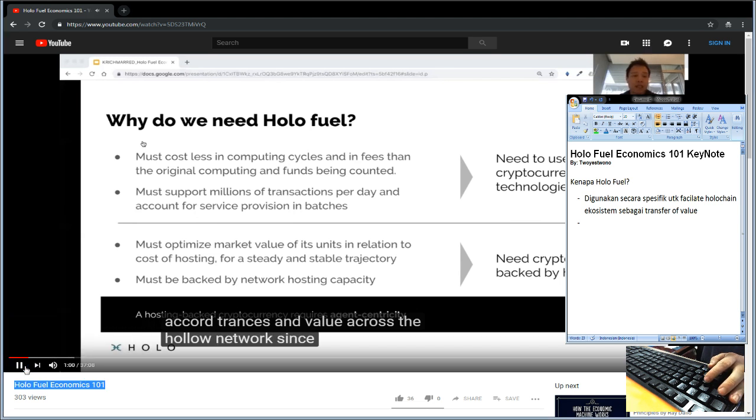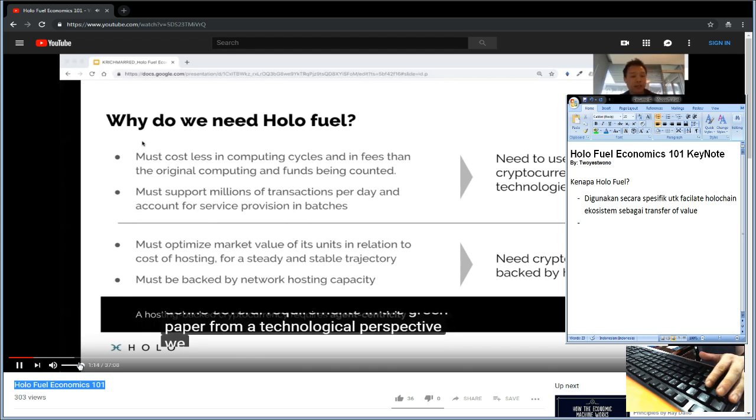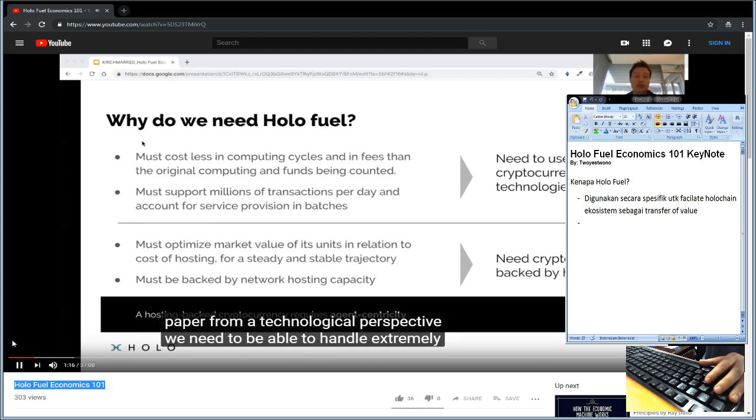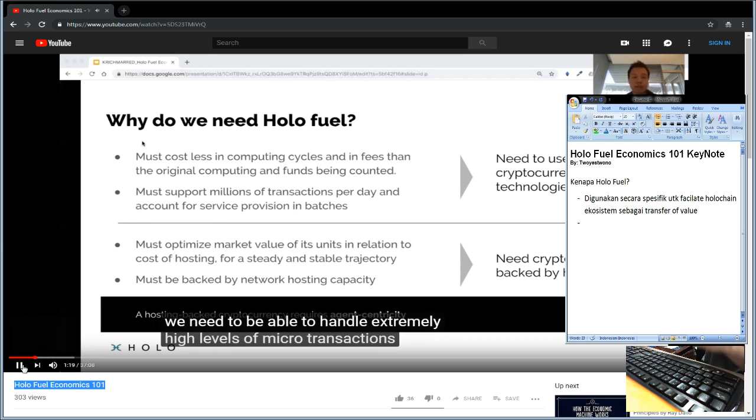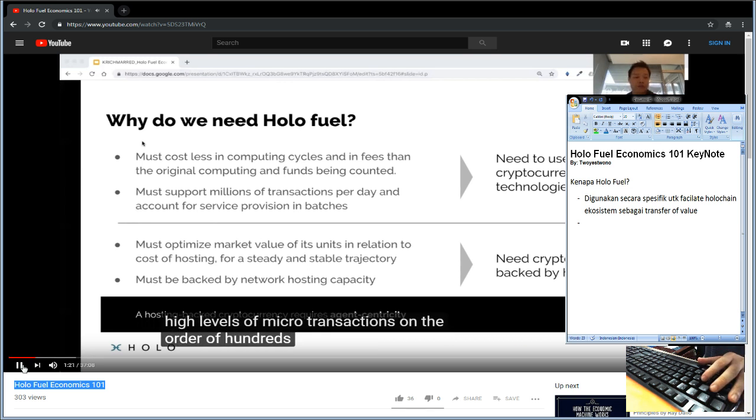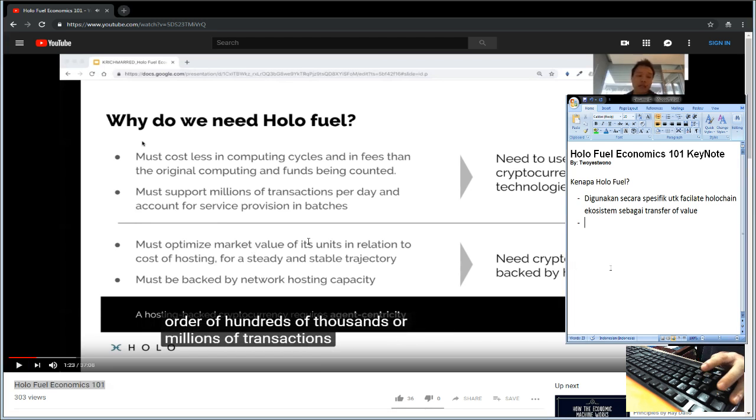Network. Since these transfers of value represent the process by which hosting is provisioned correctly across a decentralized network. To do this, we define several requirements in the green paper. From a technological perspective, we need to be able to handle extremely high levels of microtransactions on the order of hundreds of thousands or millions of transactions.